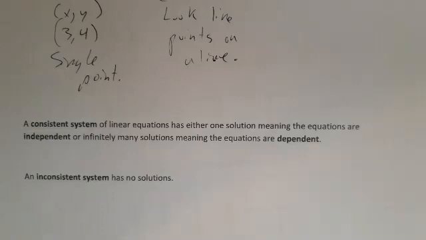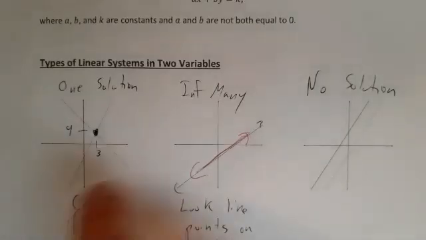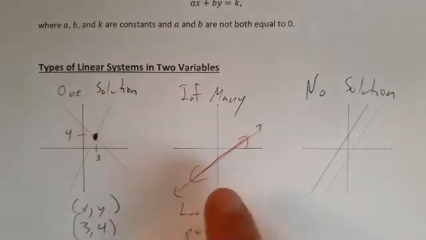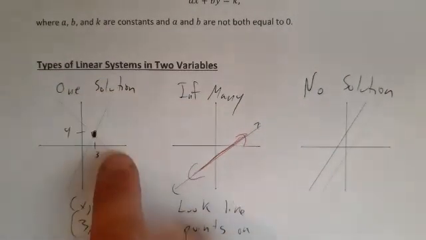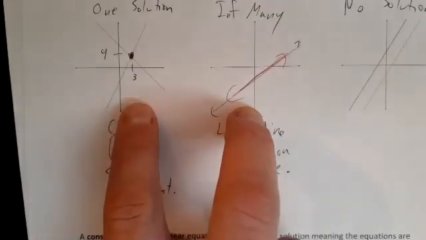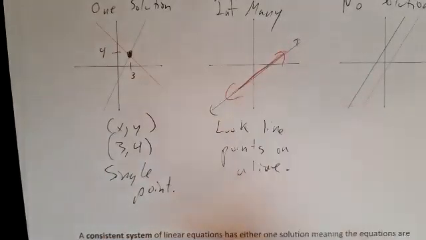So they are independent. So if it has one solution, it's independent. If it has infinitely many, they are dependent. And so this vocabulary makes a little bit of sense because if we look at these, these are two independent lines. These are not two independent lines. So this would be independent, this would be dependent. These are both consistent. This one is inconsistent.